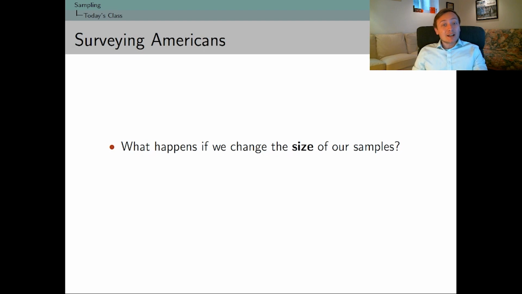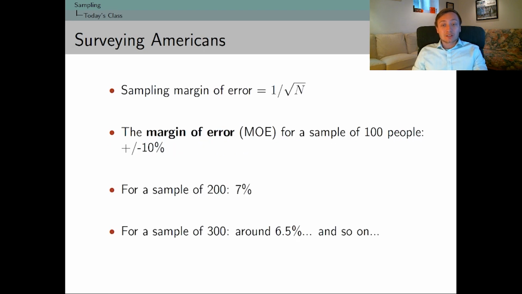So if we were to change the size of our samples, this is the thing that ultimately I want to conclude with: we're going to see that we are tightening that margin of error, as I was saying. The sampling margin of error for any kind of survey, for example, is going to be essentially 1 over the square root of n. So that's the number of people that we've gotten to interview in our survey.